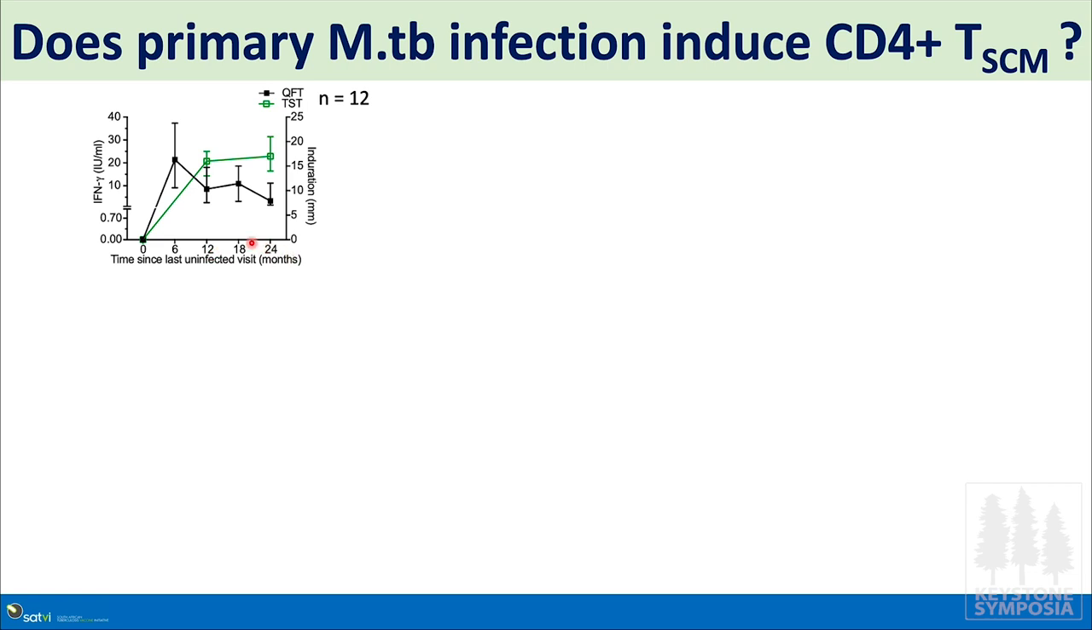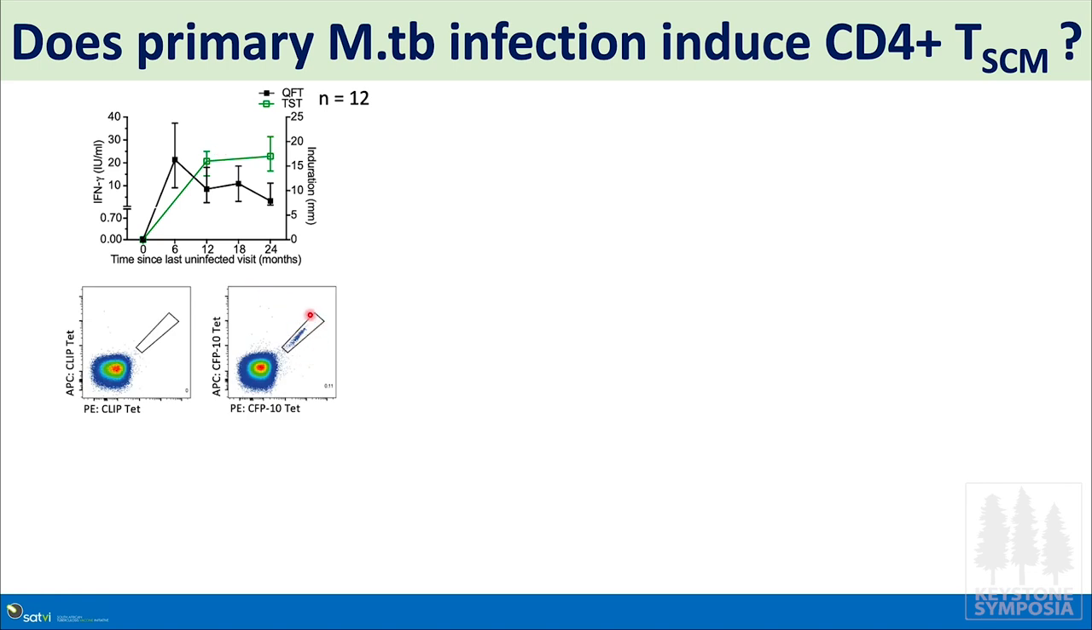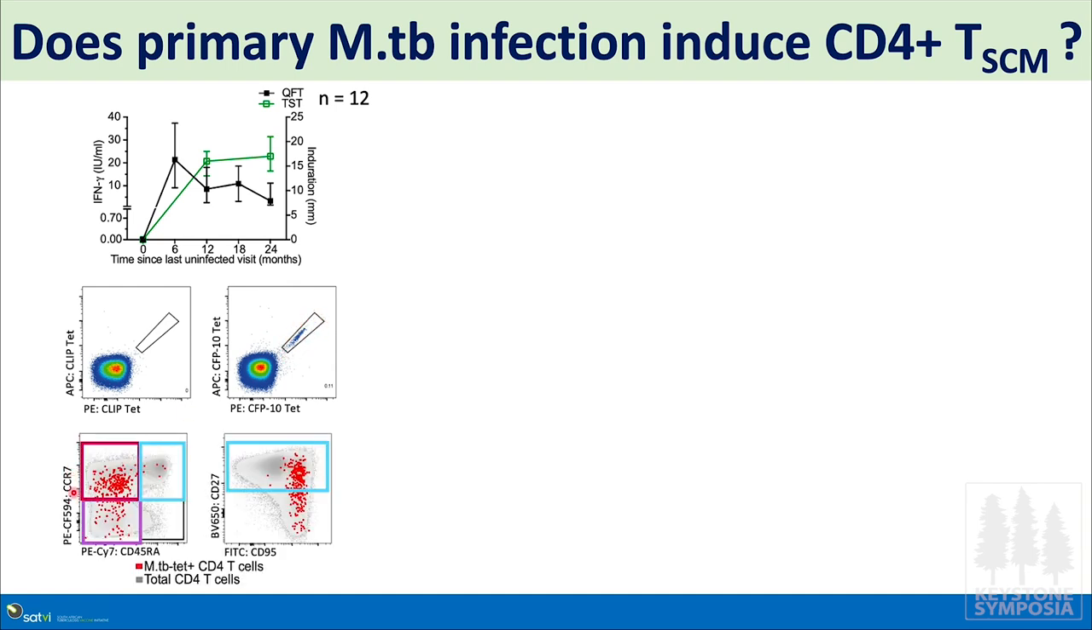And during the follow-up, they actually got MTB infected and converted their QuantiFERON and their TST. We used MHC class 2 tetramers to identify antigen-specific T cells, which were tetramer positive. And we used the memory markers CCR7, CD45RA, and CD27 to characterize the different memory phenotypes. So for simplicity and numbers, we primarily use CCR7, CD45RA, and CD27 to identify naive, like TSCM cells.